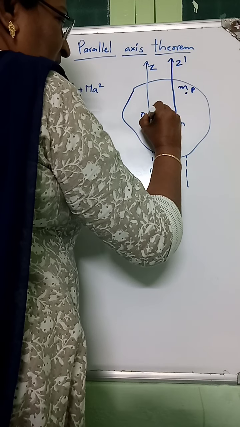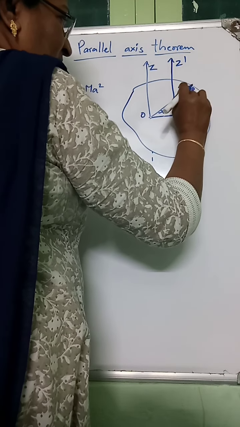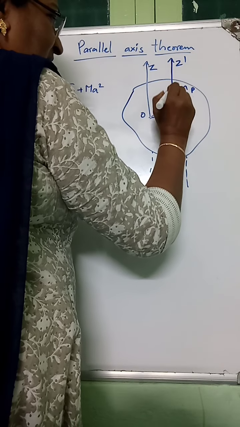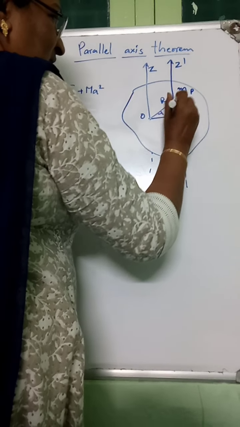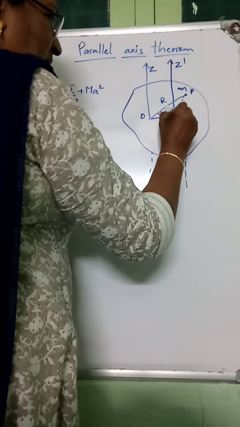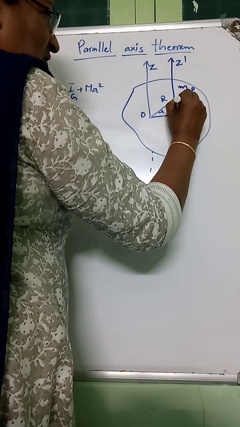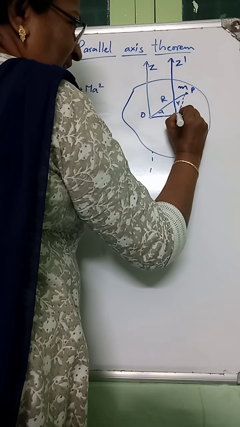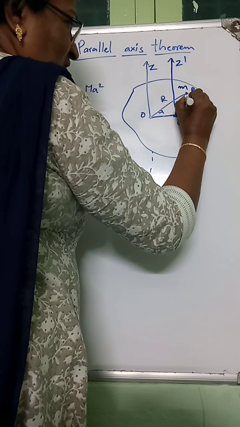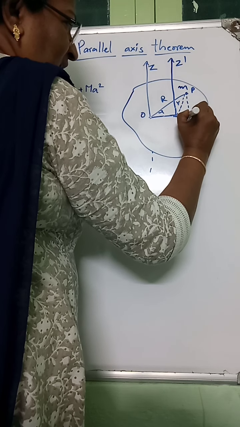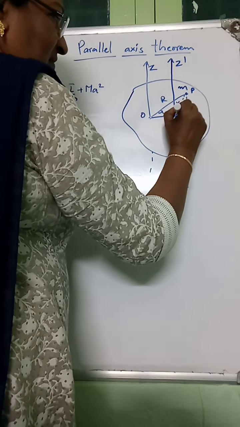Join OP, let it be capital R, and join PG, let it be small r. Now extend this line and draw normal from P. N is the foot of the perpendicular.